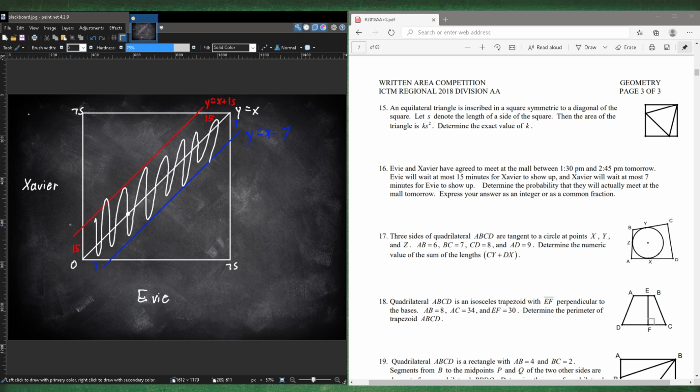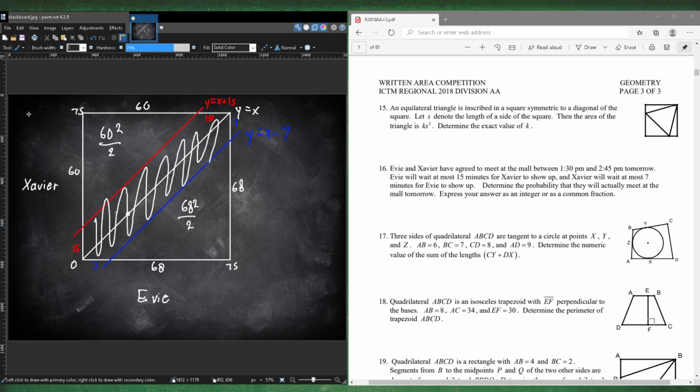Well, for this triangle, that's 15 to 75. That means this length is 60. 15 to 75, that length is 60. So 60 times 60, which is 60 squared divided by 2, is the area of this triangle. Now 7 to 75, that's a length of 68. So 68 times 68, 68 squared divided by 2, that's the area of this triangle.